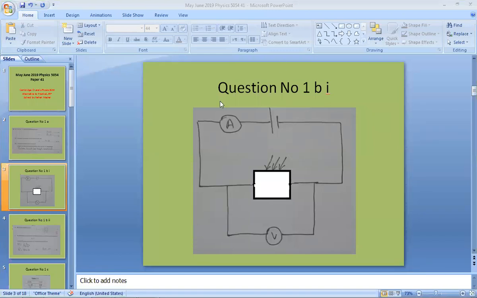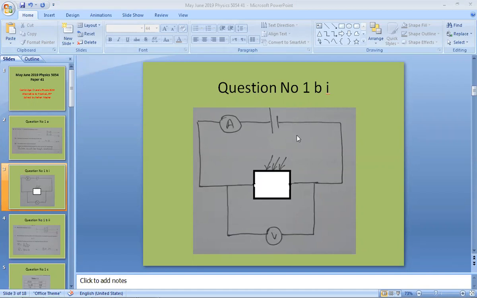Here we have the cell, here we have an ammeter, then this is the symbol for the LDR. It's a resistor, and you show these arrows, they represent the light. Across this LDR, we will put a voltmeter. The voltmeter is connected in parallel to the LDR, and then you come back to the negative terminal of the battery.